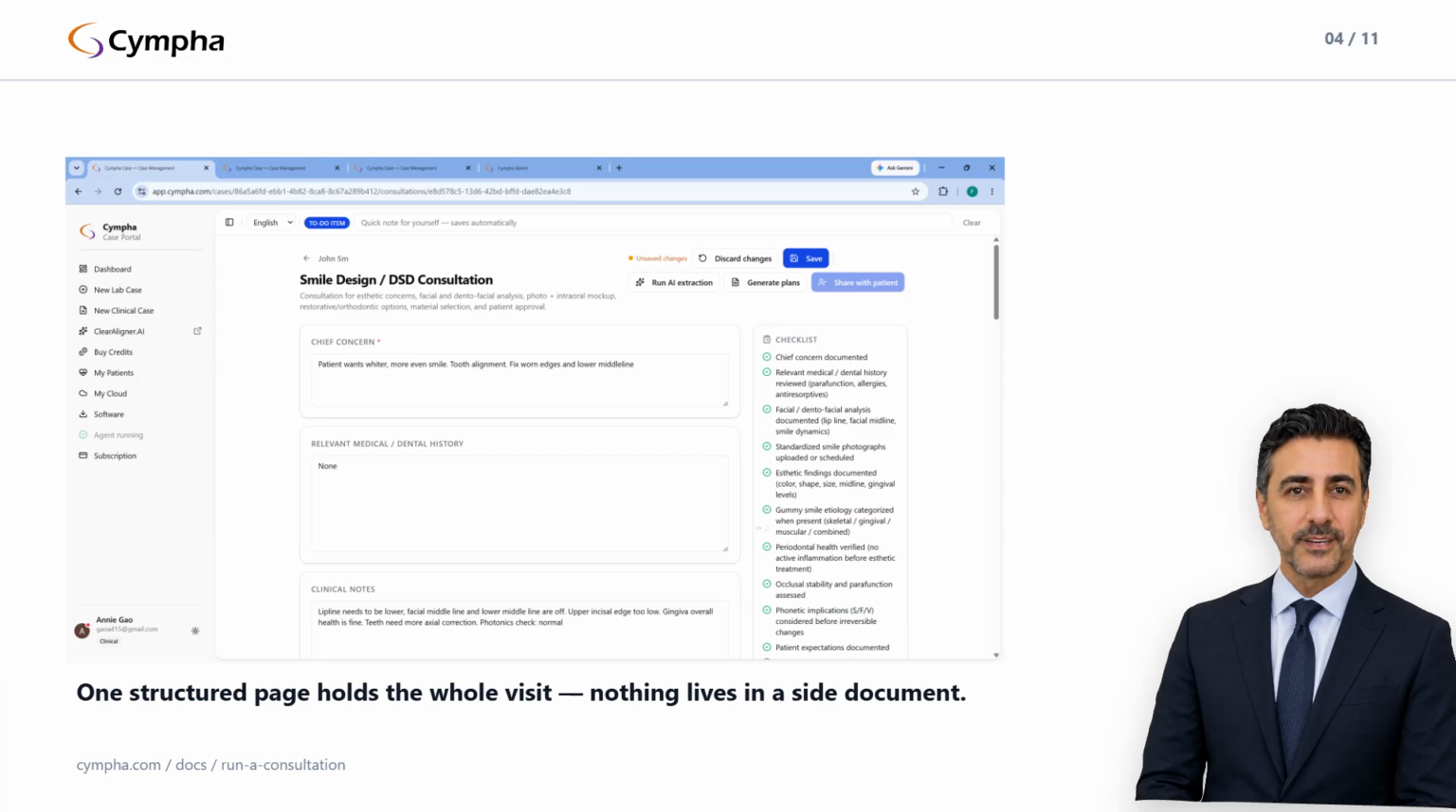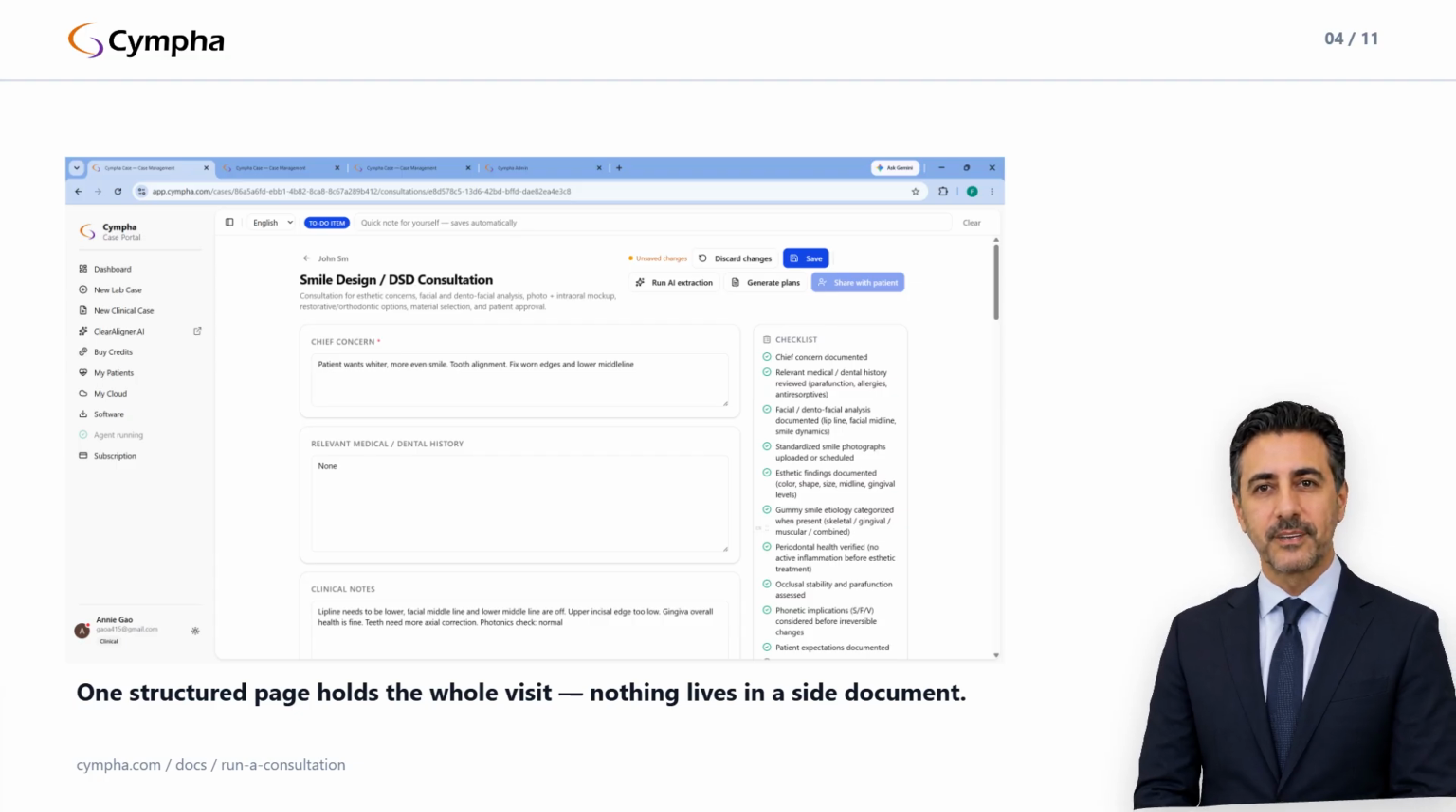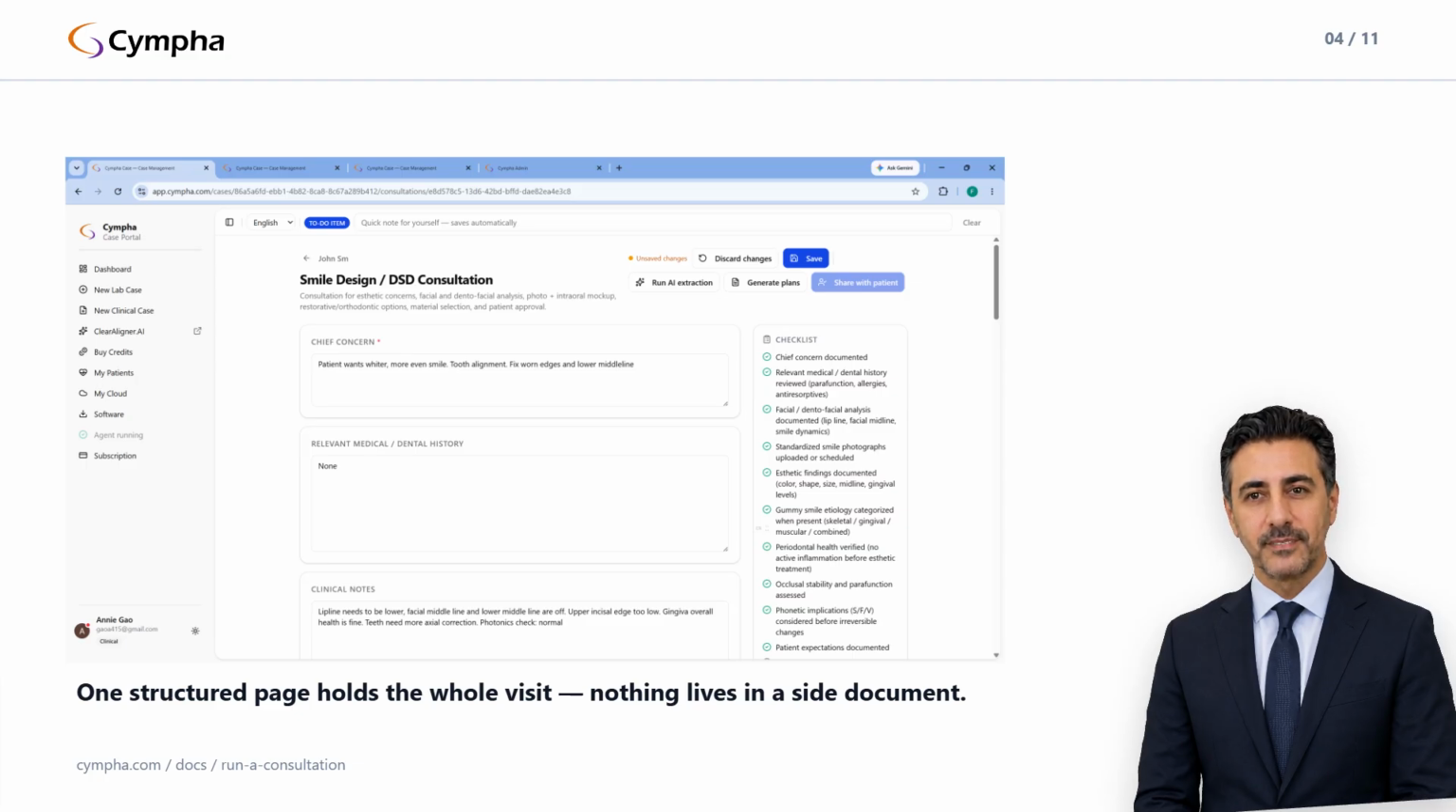Here's the consultation page itself. The reason it's structured this way, named sections, a records picker, notes fields in a fixed order, is that structure is what makes the next 2 steps possible. When your findings live in labeled sections instead of one free text blob, Cympha can read them, summarize them, and turn them into documents. It also means the next clinician who opens this case sees a consultation, not a wall of text. You're not filling in a form for bureaucracy's sake. You're laying out the visits so both a machine and a colleague can follow your reasoning.